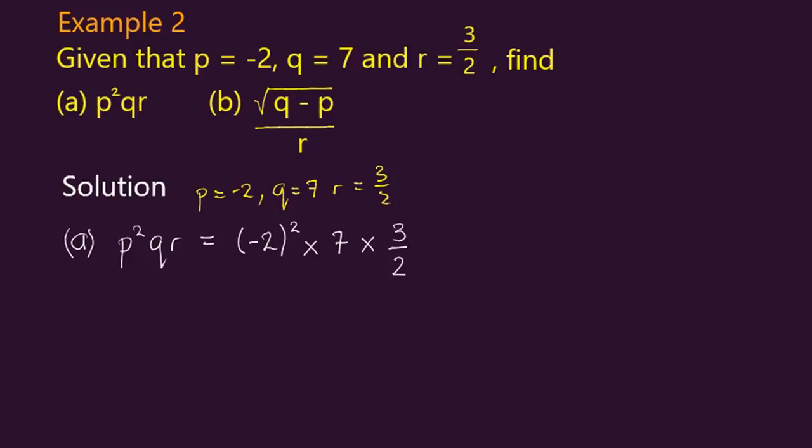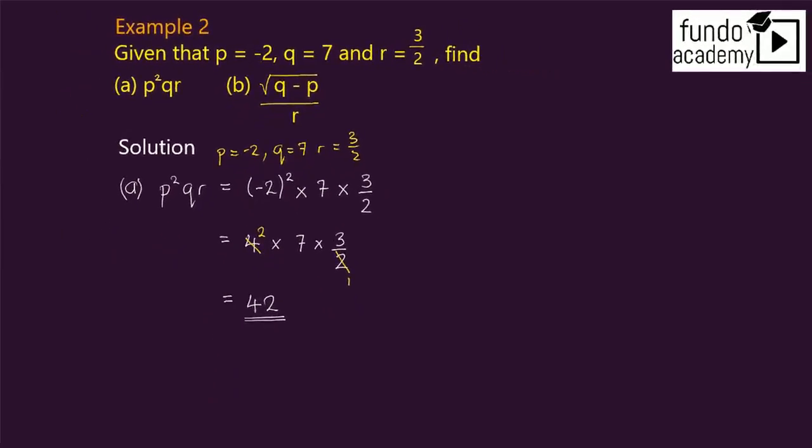And -2 squared is 4, and 4 multiplied by 7 multiplied by 3/2. Right, and we can divide 2 into 4, can't we? Yes, we can. So we can divide 2 into 4, we get 2, and we simplify 2 times 7, that's 14, and 14 times 3 will give us the solution is 42. So that's the answer to part A. Congratulations if you got that one correct.